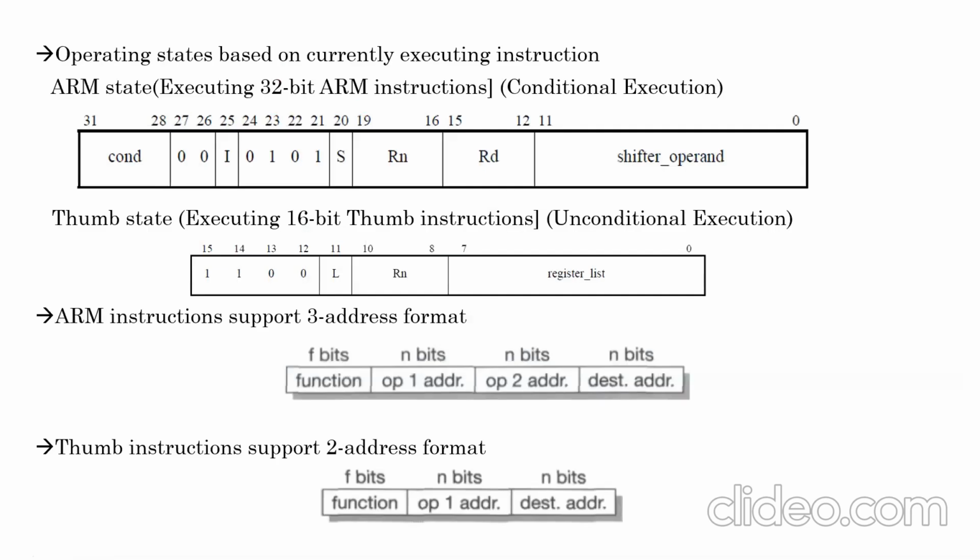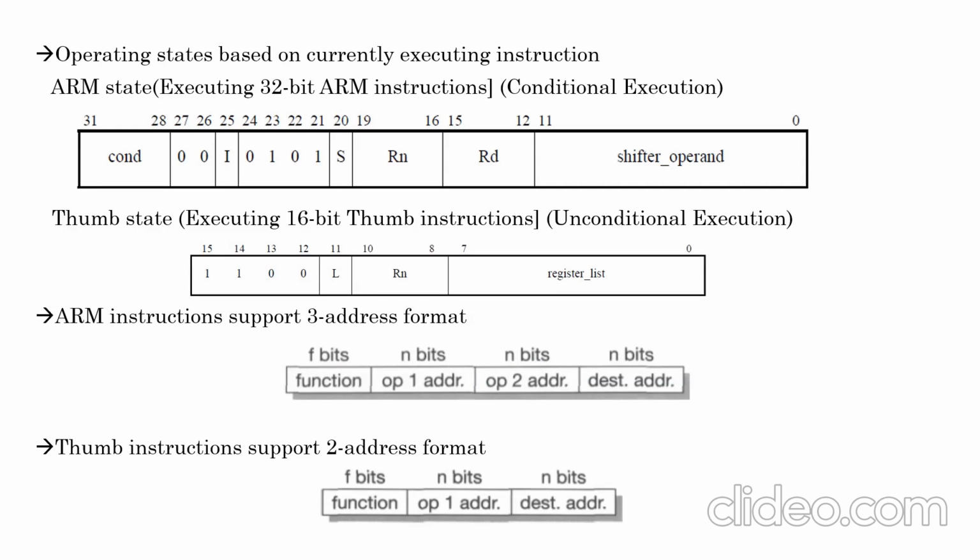Next one. ARM supports two different types of instruction sets. An instruction set is the set of operations that could be performed by a processor. So two types of instruction sets are supported by the ARM processor microarchitecture. One is the 32-bit instruction set architecture, called the ARM instruction set. Another one is the compressed 16-bit instruction set, called the Thumb instruction set.